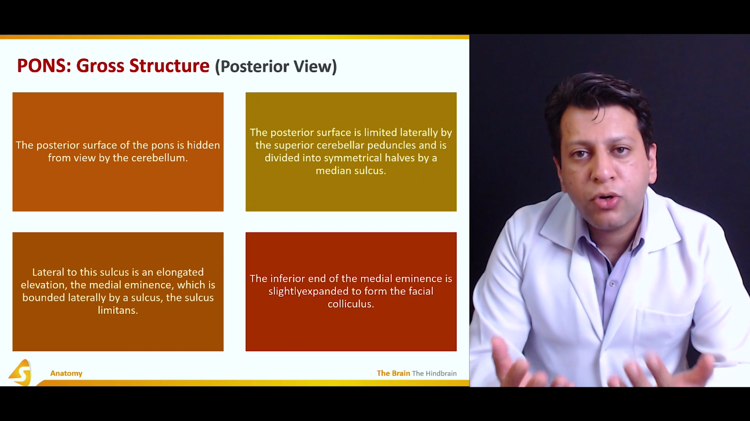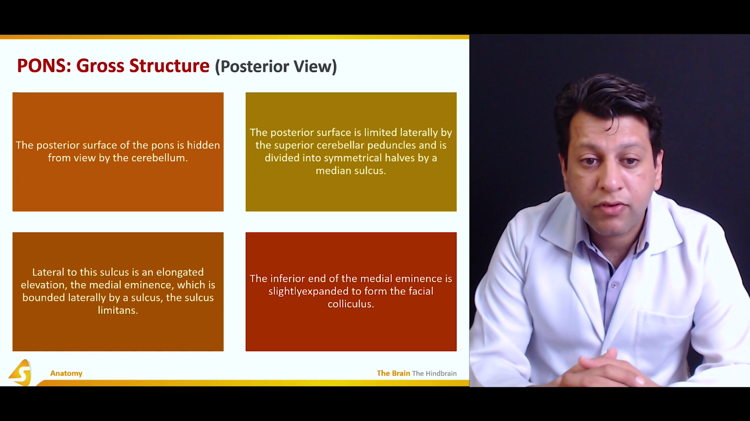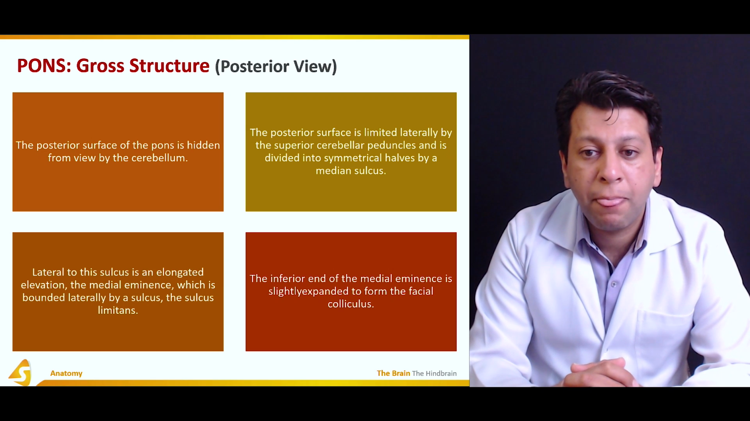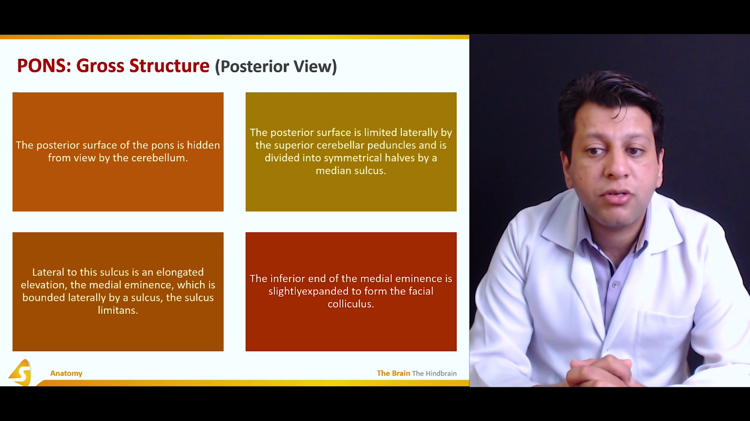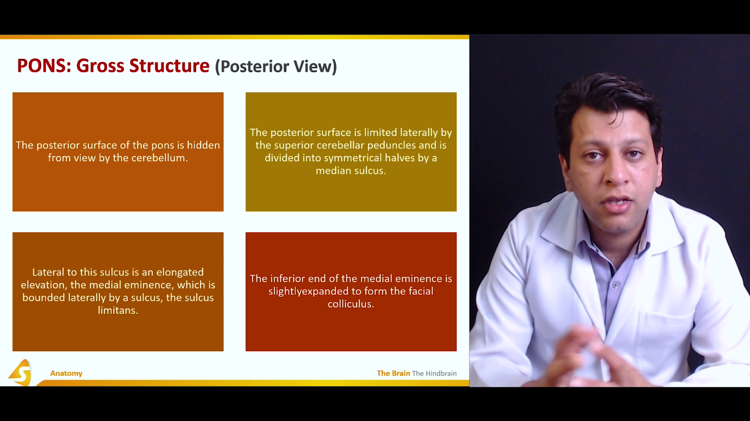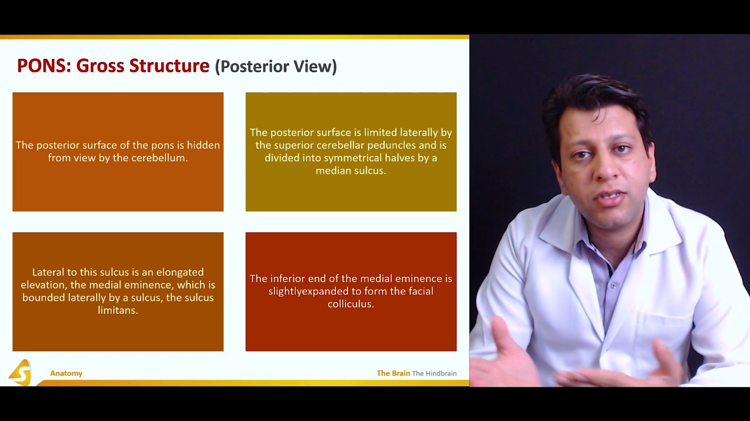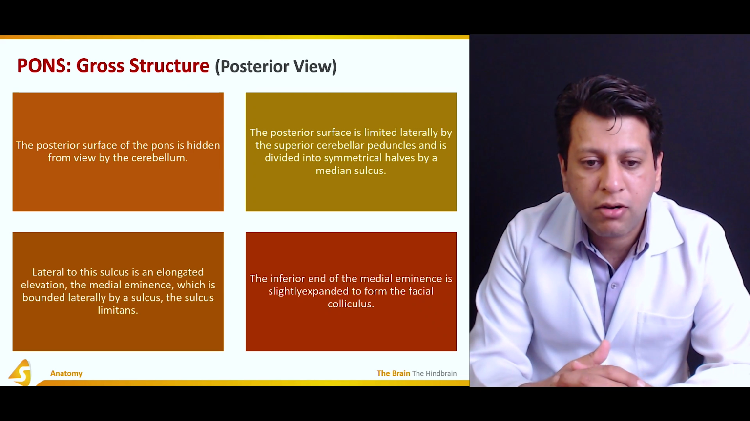If you see the pons from the posterior aspect, in the lower or under surface, the posterior surface of the pons is hidden from view by the cerebellum. The posterior surface is limited laterally by the superior cerebellar peduncles and is divided into symmetrical halves by the median sulcus, which is actually continuous with the median sulcus of the medulla oblongata, and which is then again continuous with the median sulcus of the spinal cord.